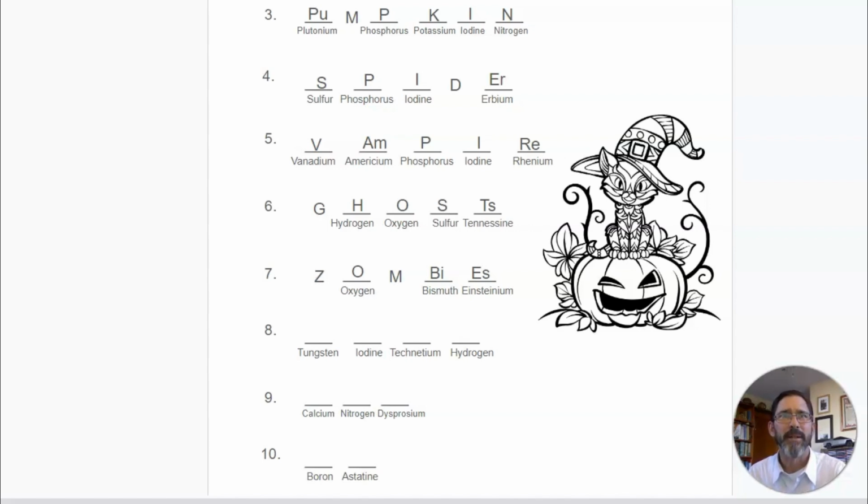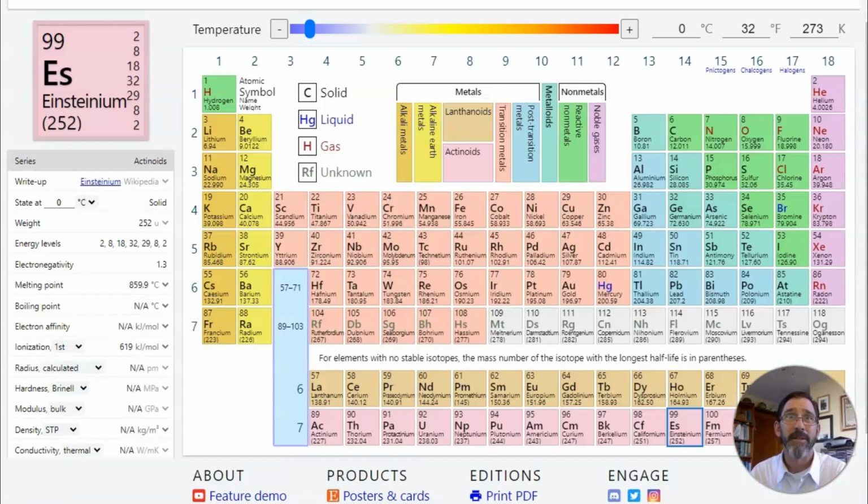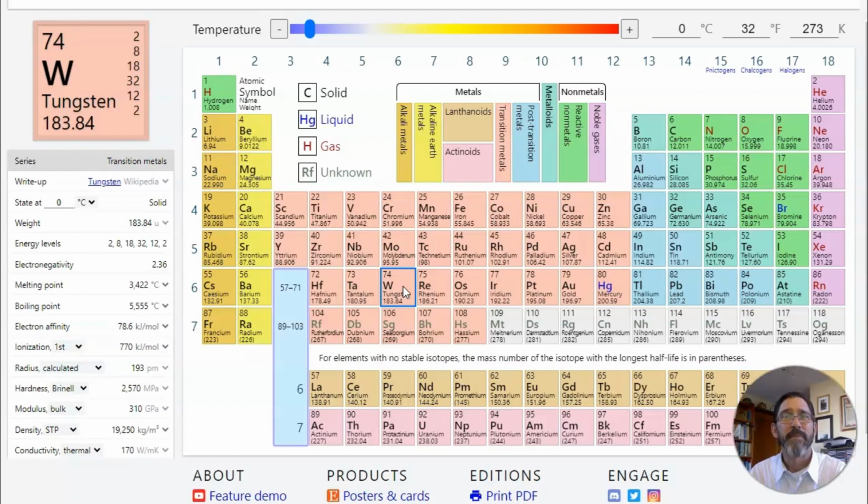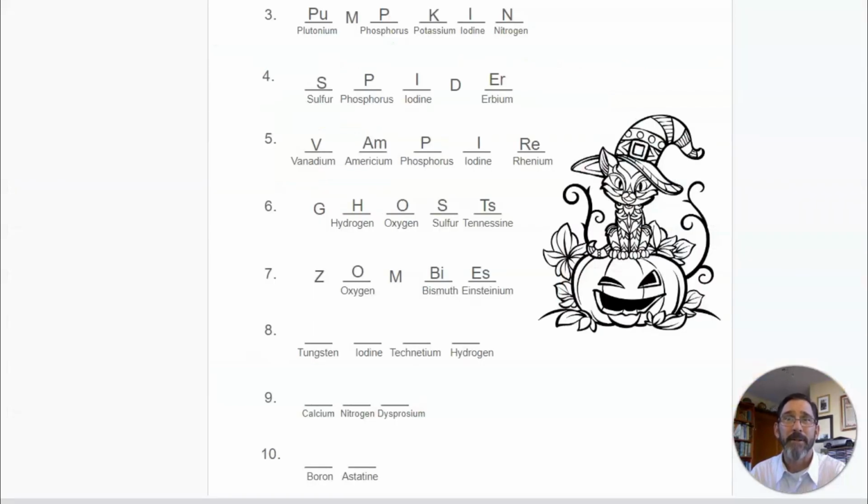Moving on to number 8, the first elemental name is tungsten. Tungsten is in the center of the transition metals. Number 74, its symbol is a capital letter W. Place a capital letter W over tungsten for number 8.